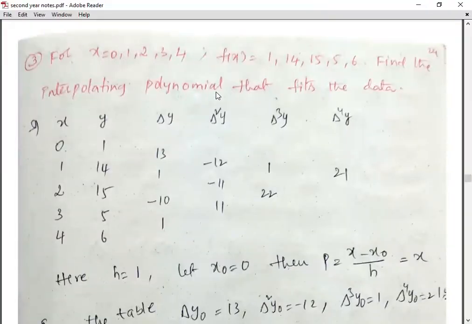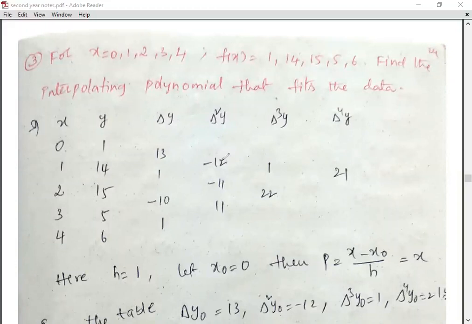Let us see one more example. For x equal to 0, 1, 2, 3, 4, f of x values are given as 1, 14, 15, 12, 6. Then find the interpolating polynomial that fits the data. Whenever we are asked to find an interpolating polynomial, whatever the starting point of the table we have, that should be taken as x naught and y naught.